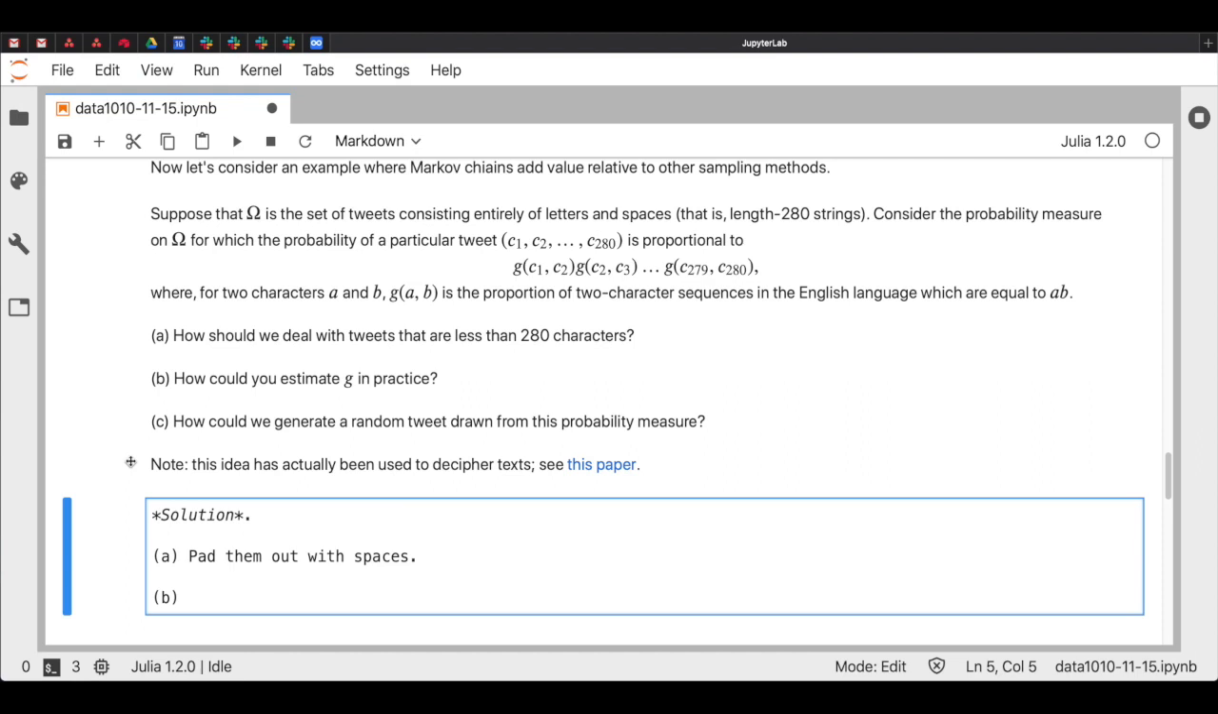So consider all the characters after the last one to be spaces all the way to the end. How can we estimate G in practice? We could just download a bunch of tweets and compute the proportions. For each tweet, we loop through the tweet, we consider each pair of characters we see, and we just bump the count by 1 for that particular pair. So we're just doing a tally for all 27 squared pairs, and we'll want to do some pre-processing to get rid of things that aren't letters, lowercase, uppercases, and things like that.